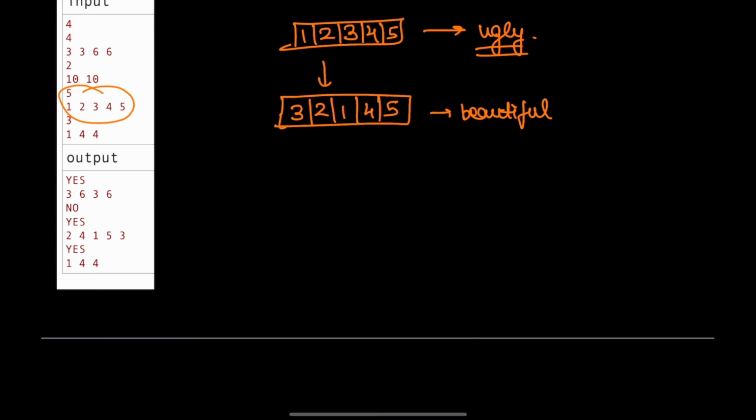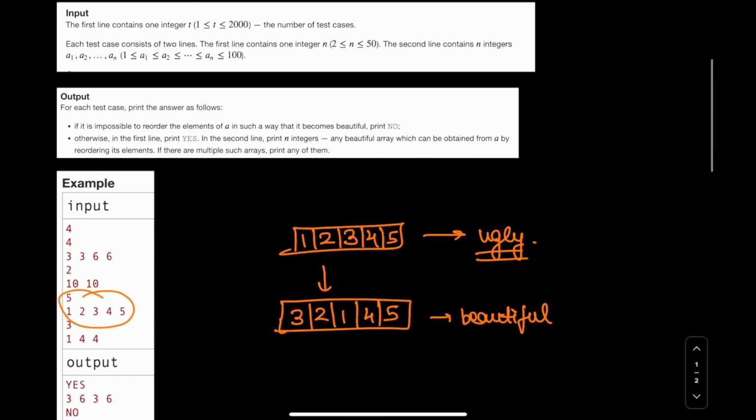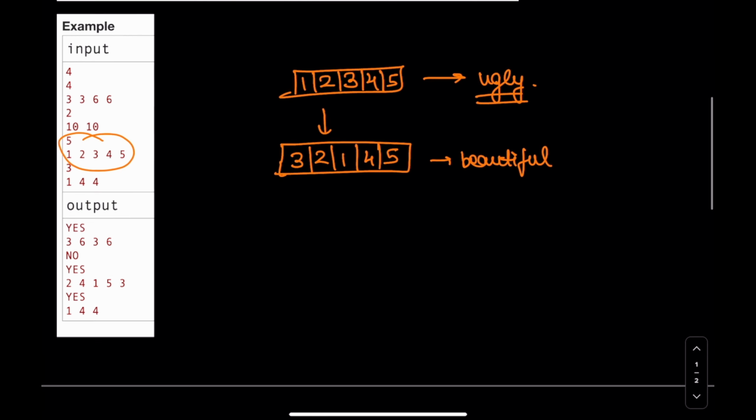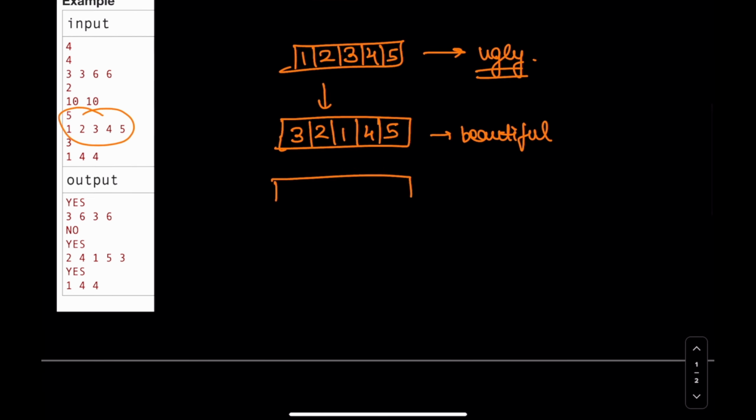So one thing we can observe here is that if we have the biggest element in the starting index, then we can probably make it a beautiful array. Why? Because all the numbers are positive. It's given the numbers lie between 1 and 100. If the greatest element is at the start, then we can probably make the beautiful array easily.